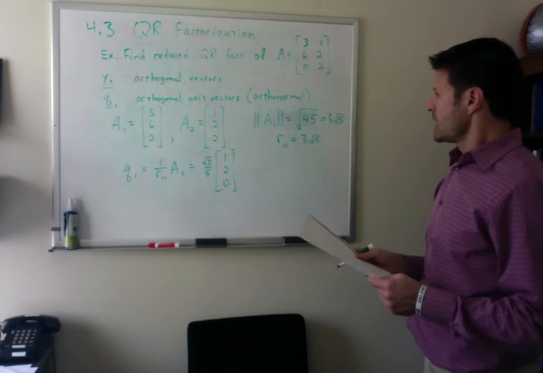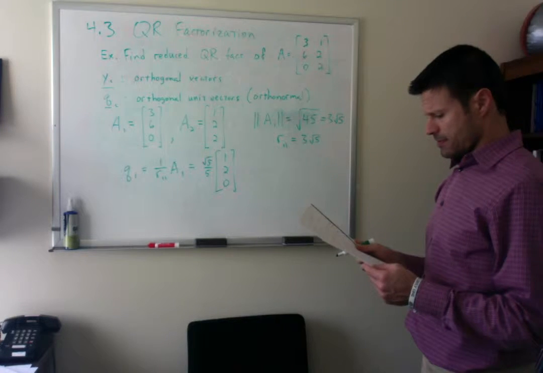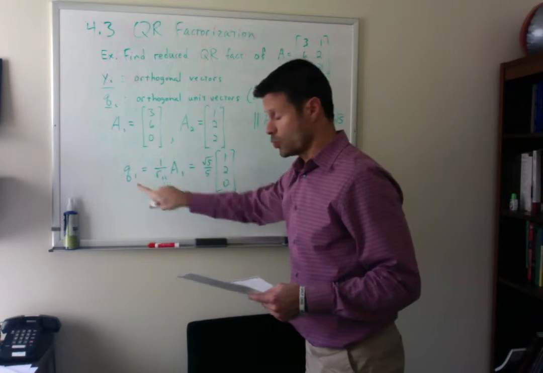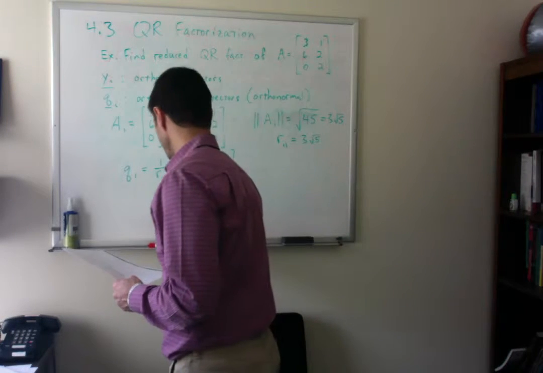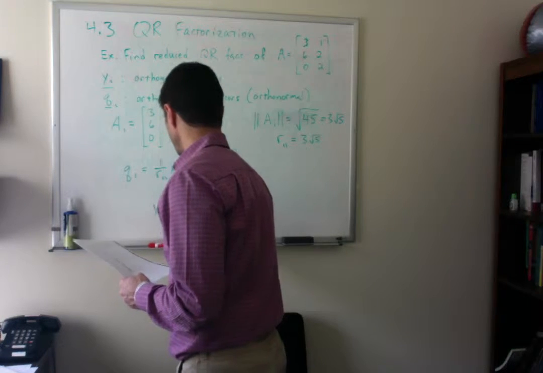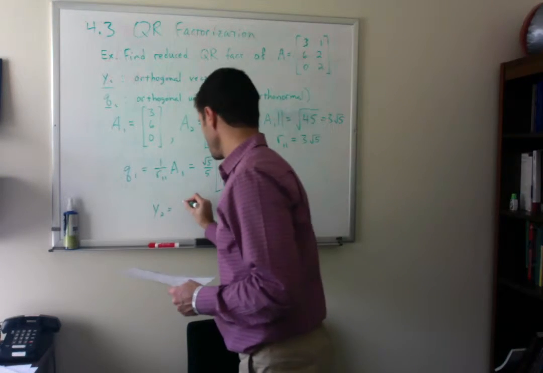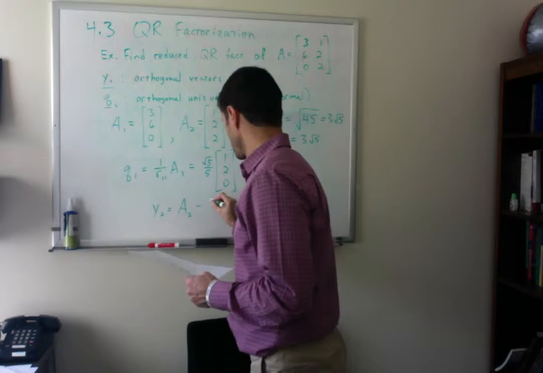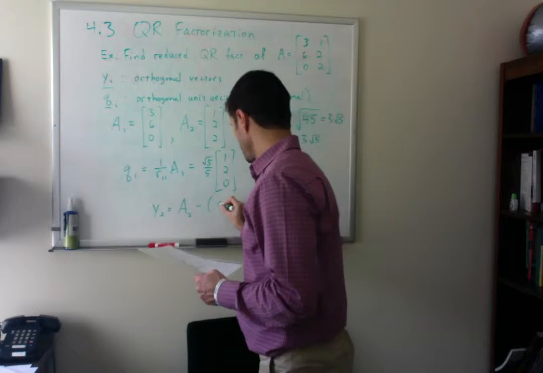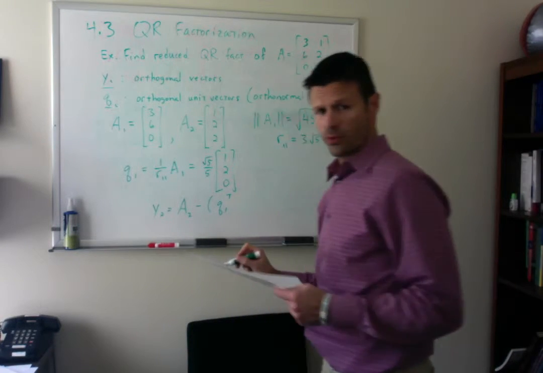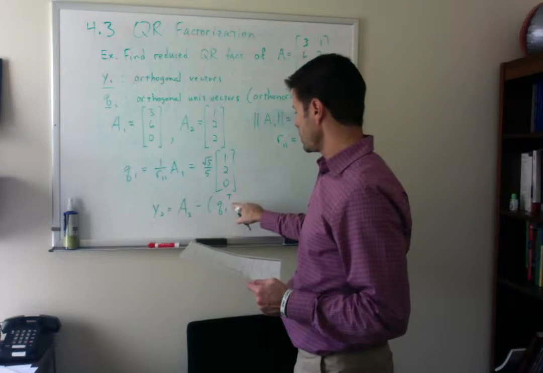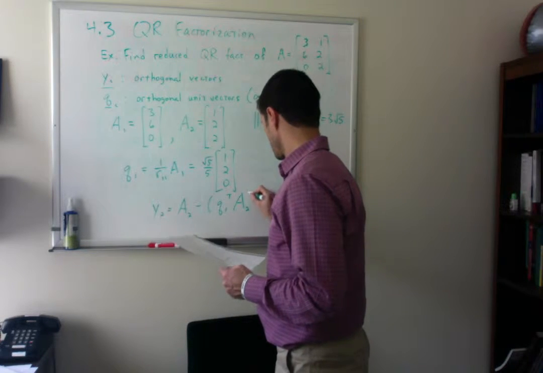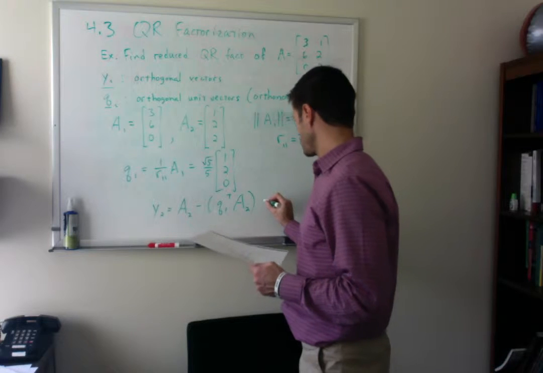Now I'm going to write down a formula for y2, which is going to be a vector that is orthogonal to q1. So let's write that down. This comes from the Gram-Schmidt process. So y2 is equal to a2 minus a dot product. I'm going to write it the way the book writes it, which is we take the transpose of q1 and dot that with a2, and then times q1.